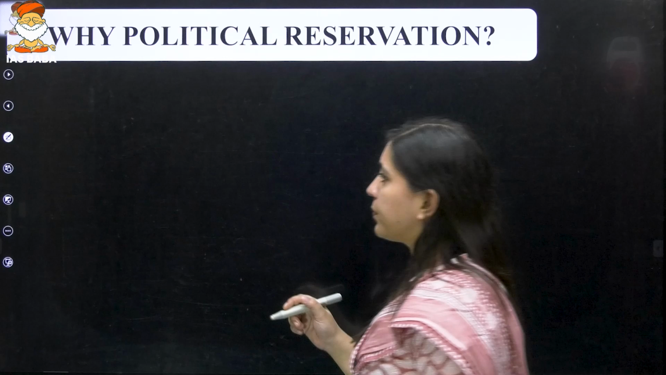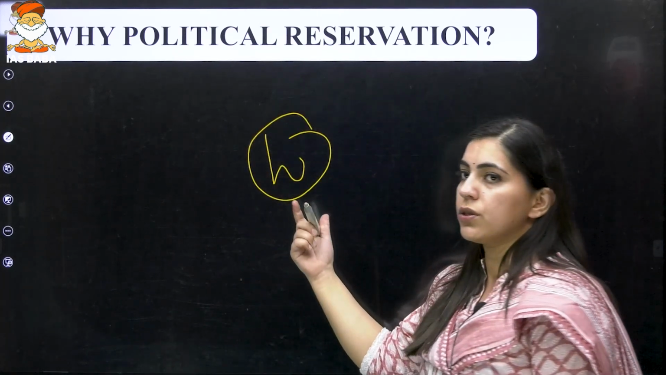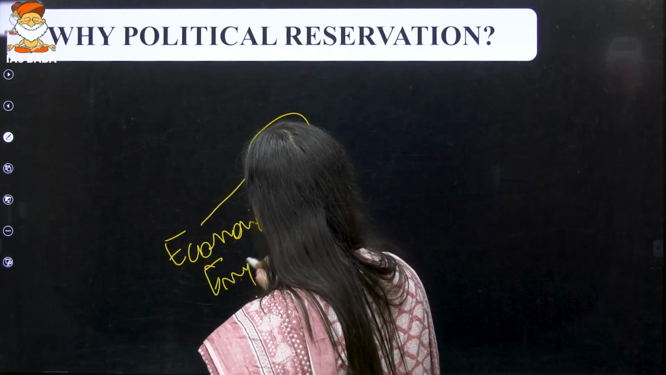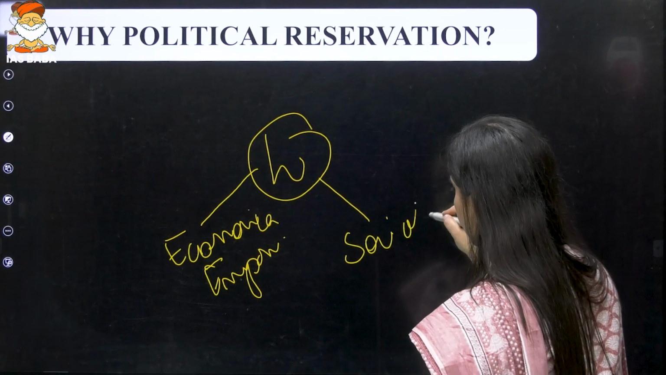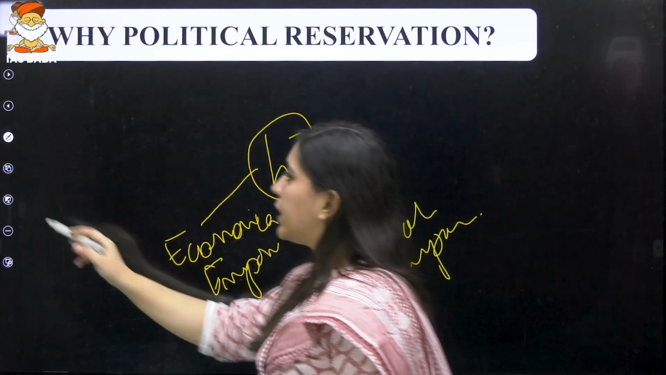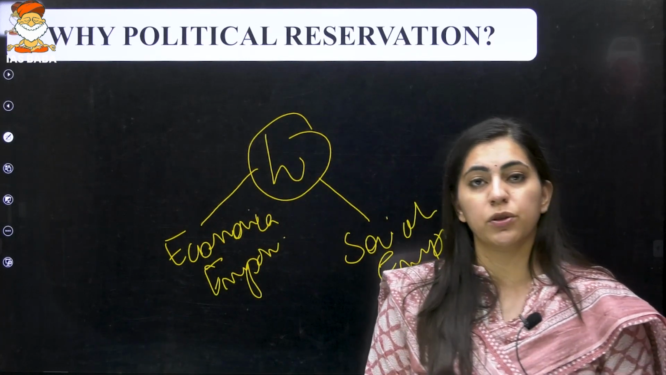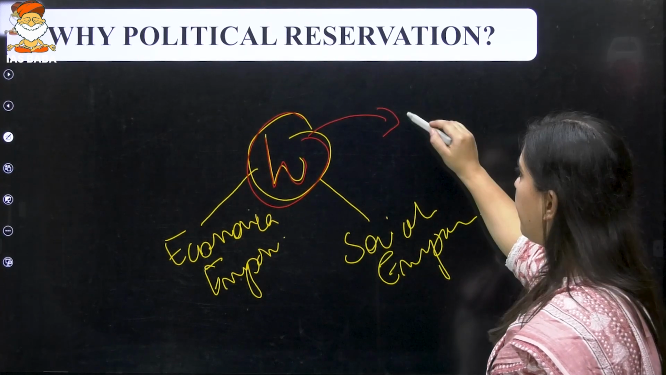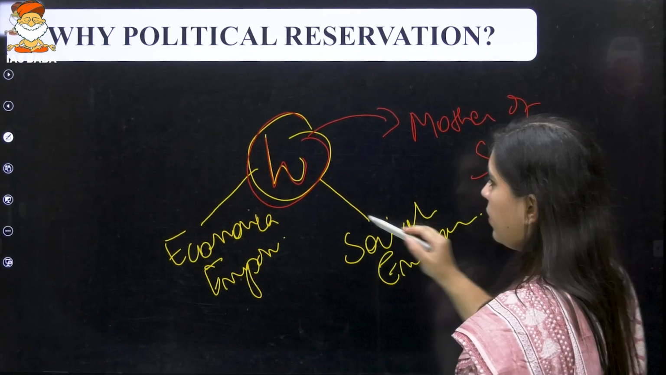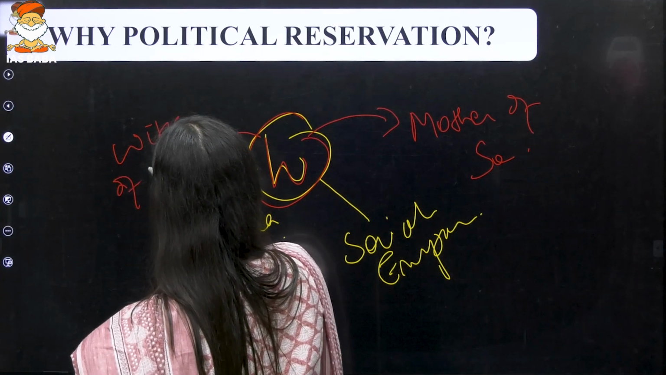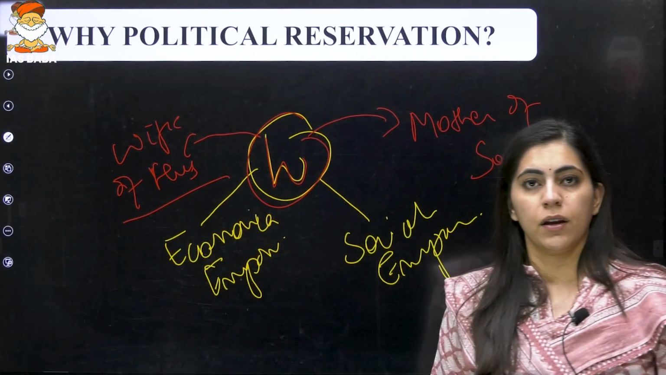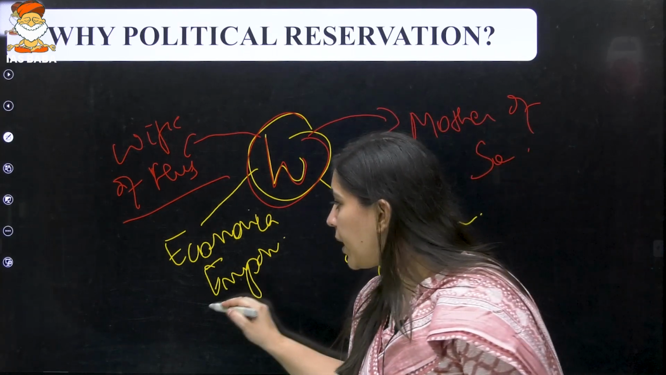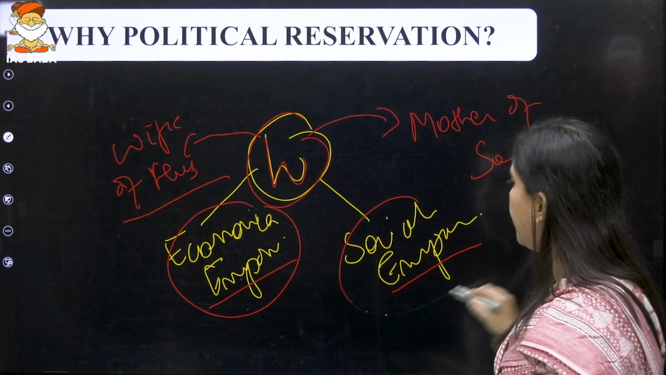First is, why political reservation. You need to understand that in Indian society, women, even if they are economically empowered or socially empowered, how does a woman in India associate herself? A woman in India does not associate herself as an economically empowered woman or a socially empowered woman, but associates herself as a mother of a son, wife of a husband, or daughter of a father. Her identity is associated with the other gender, that is male, right? So there is a need, apart from economic empowerment and social empowerment, to give women political empowerment.